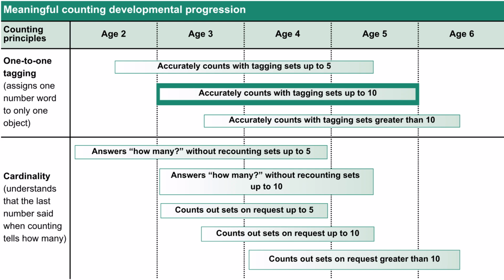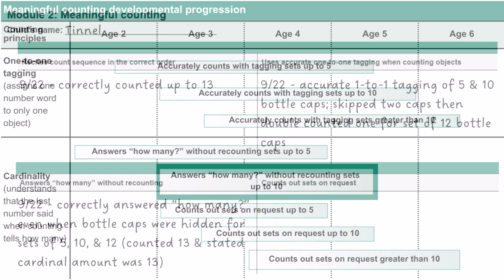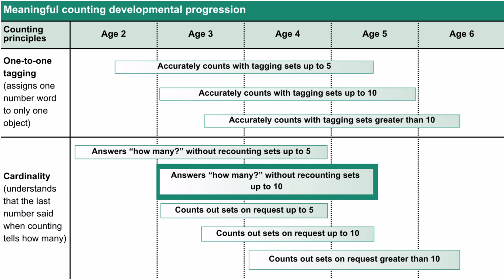children his age. Tanel also demonstrates cardinal understanding when he answers, how many, even when the objects are out of view. Note that even though Tanel miscounted the set of 12, when he was asked how many were hiding, his answer of 13 still demonstrates that he understands that the last count word spoken tells the cardinal amount. Tanel's cardinal understanding falls within the second band of the developmental progression and is consistent with other children his age.